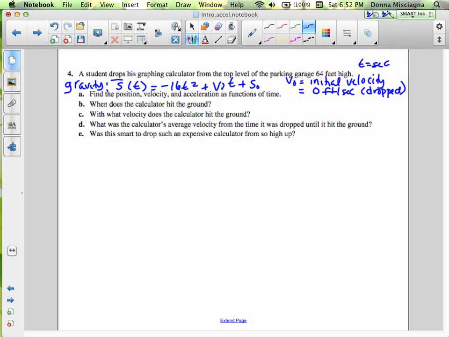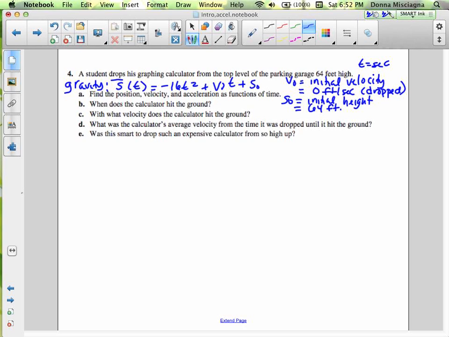All right, so we want to find position, velocity, oh, sorry, and we forgot s naught. S naught is initial height, and that's going to be equal to 64 feet high, because it's on top of the parking garage. So let's find the position, velocity, and acceleration as functions of time.